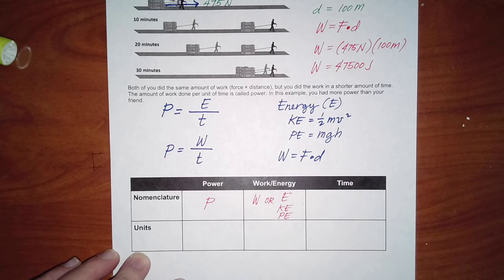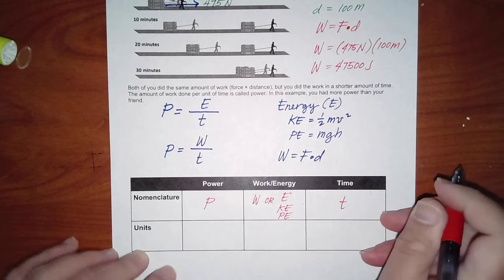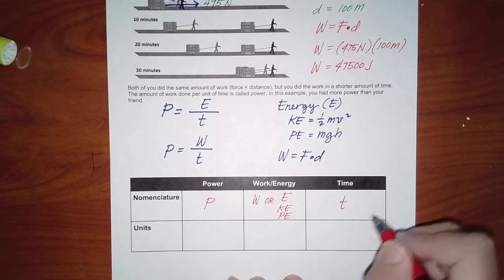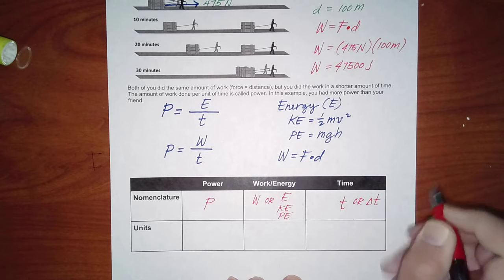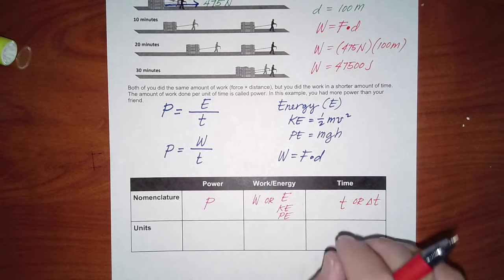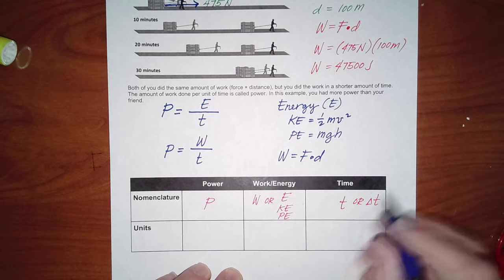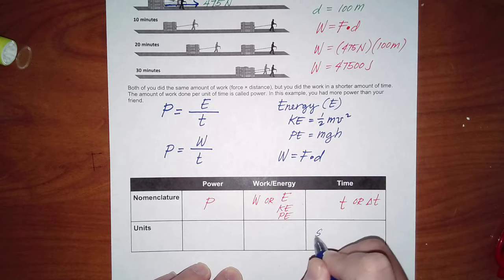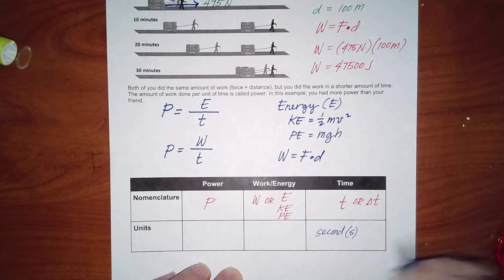as your symbol. Now, for time, we always use the letter T or lowercase t. Or in some cases, you might see delta T as the symbol for time. So either one of them is allowed. The units for power: I know you're familiar with time, so the unit for time that we're going to use is seconds, or s, which is the symbol for seconds.